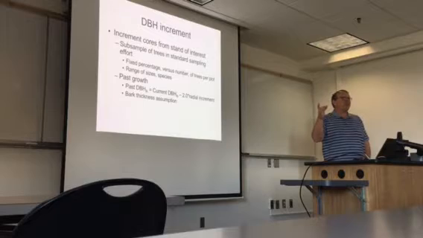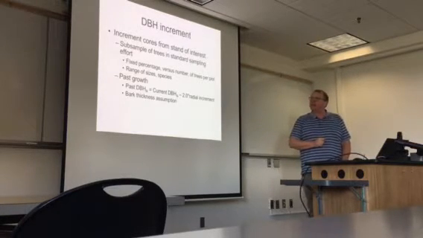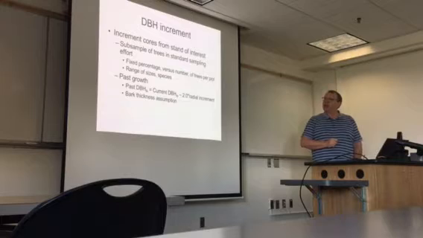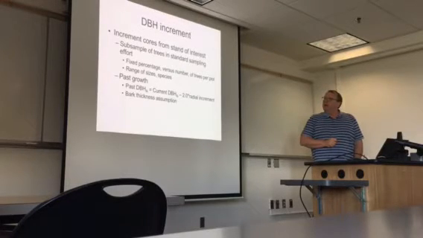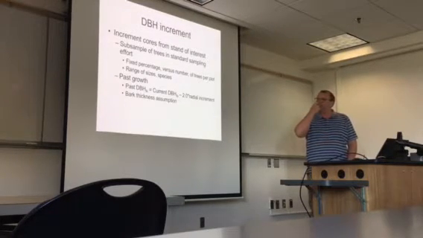Maybe we're interested in 7 years growth. Fine. Measure the radial increment over the last 7 years, right? And we need to double that to get DBH increment. And so our best estimate of past DBH inside bark would be the difference between those two.